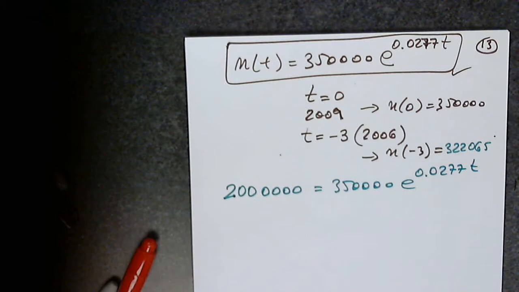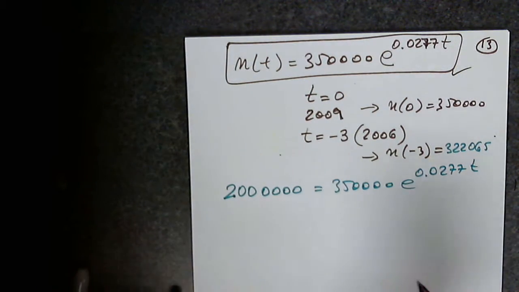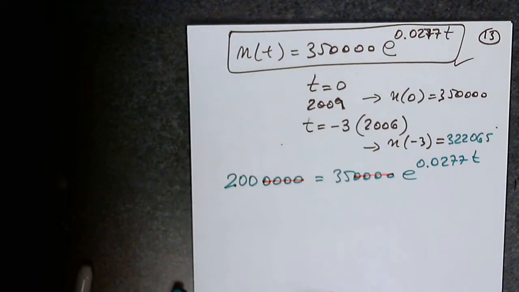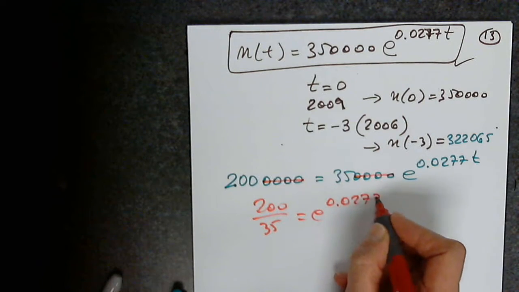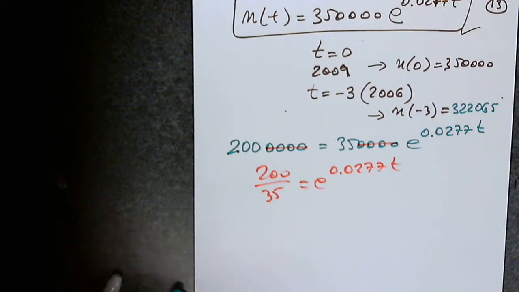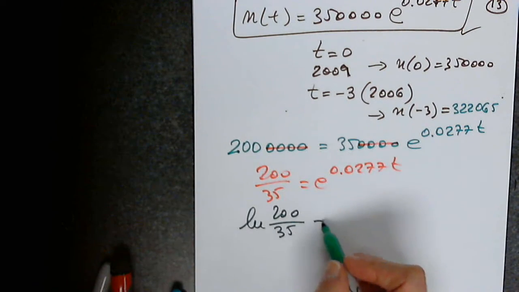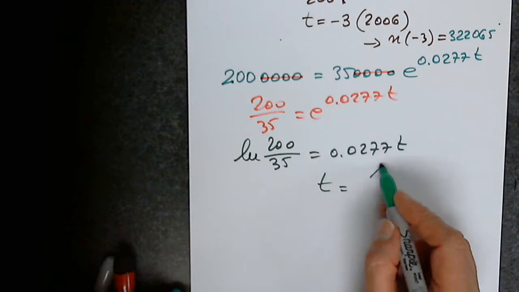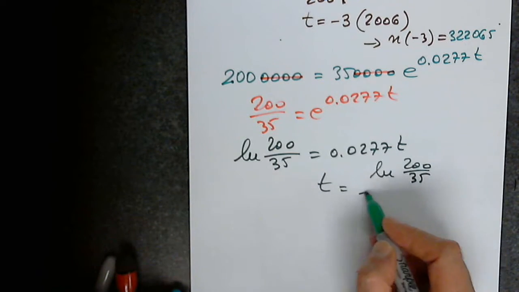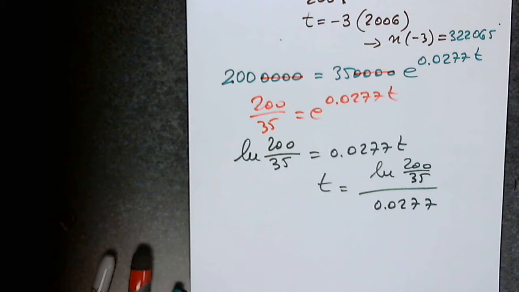So we're asked to find the time when the population reaches 2 million. So what do I do now? Right, I have to clean it up. So 200 over 35 equals e to the 0.0277 t. Right, so I apply natural log: natural log of 200 over 35 equals 0.0277 t, and finally t equals natural log of 200 over 35, over 0.0277. Ready? Okay.